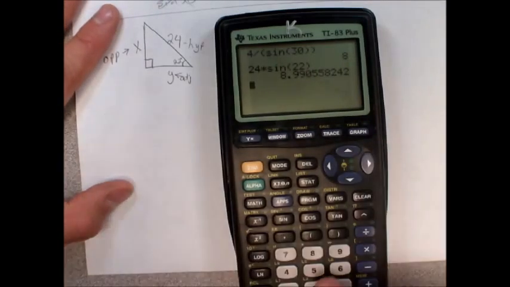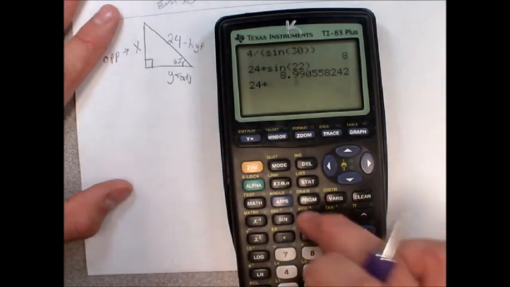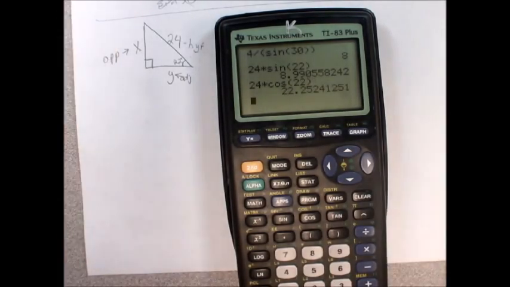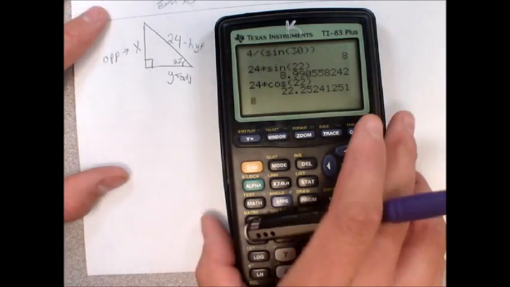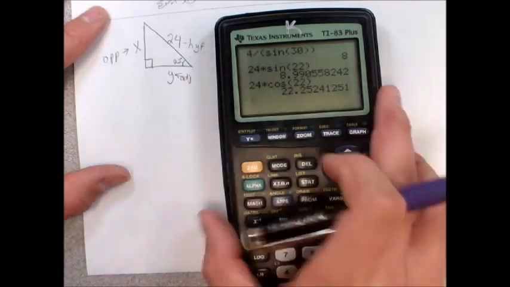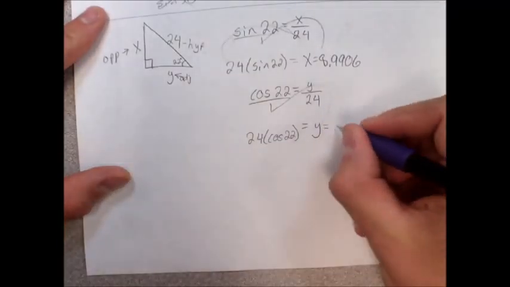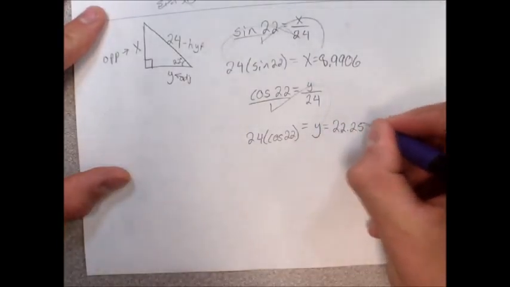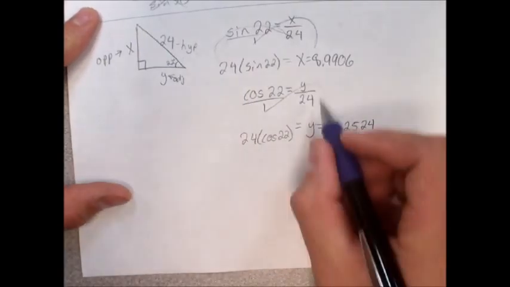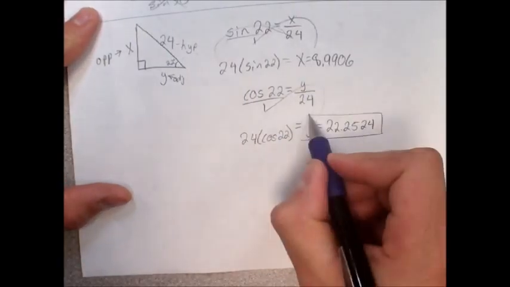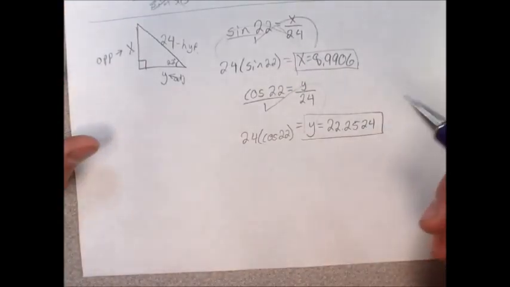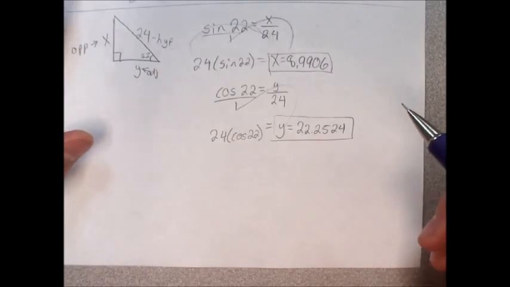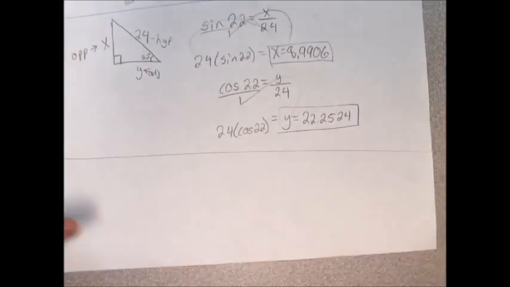So again, 24 times cosine of 22. When I round this, I'm going to go to 22.2524. Any questions on that one? Okay, so these are my two answers. Now, if there are labels that go along with these, we obviously need to include our labels, okay? Otherwise, it's just units. I can end my notes here if y'all want.